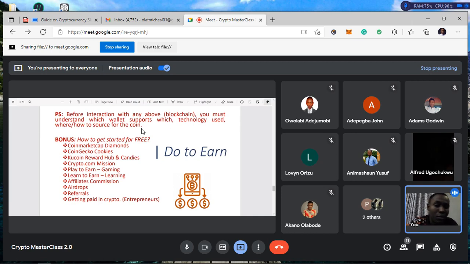Like you can get them on centralized exchanges. So you can send from your centralized exchanges to your decentralized exchange.